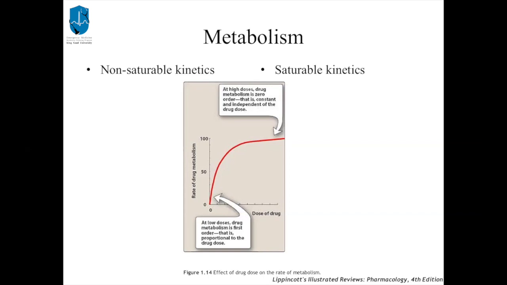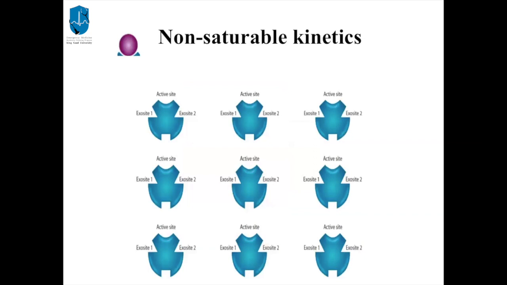Mainly in metabolism, I will focus on just one thing: saturable kinetics versus non-saturable kinetics. In other words, zero order versus first order. Most of the drugs are first order. They're not saturable, until they reach very large concentrations, then the metabolism becomes saturated and you have a problem of drug elimination. There are a few exceptions like alcohol, which becomes saturable easily, or if you take large doses of aspirin, then you move from first order to zero order metabolism.